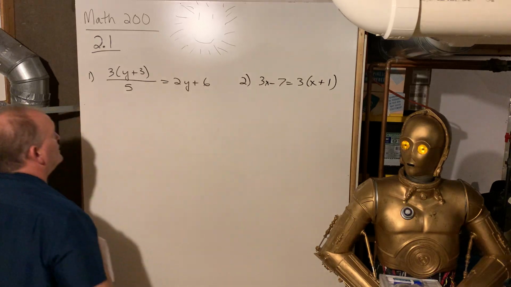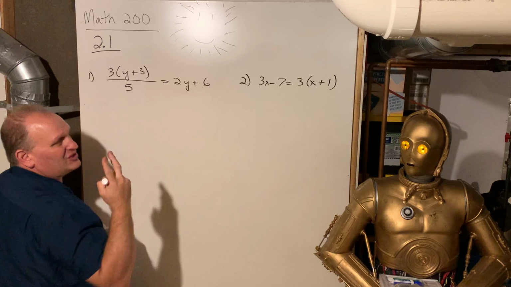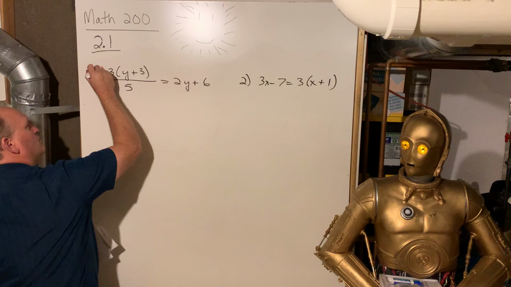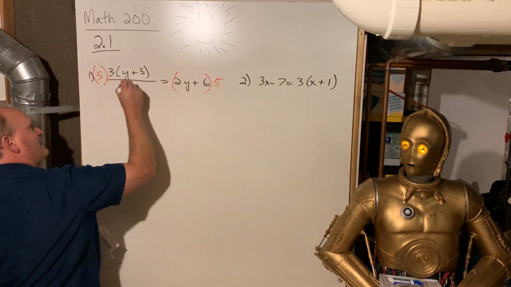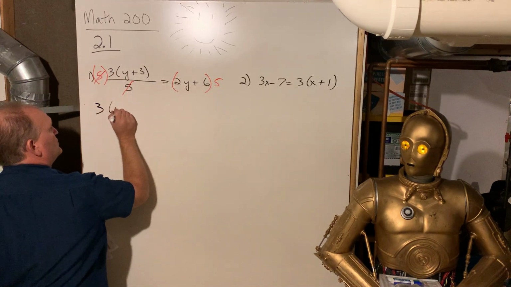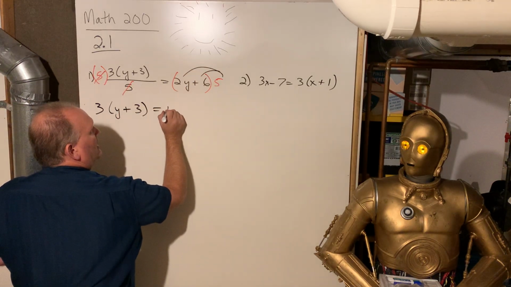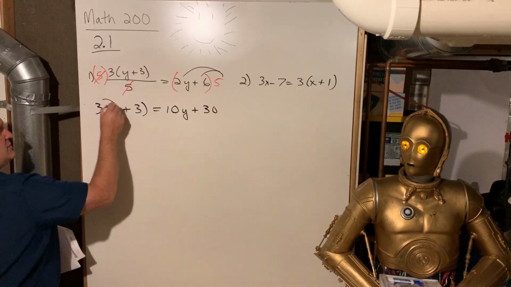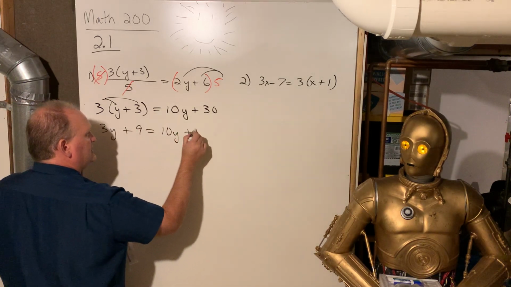Okay, so let's take a look. I got to divide by 5. So there's actually 2 ways to attack this problem. You could say, well, they're dividing by 5, so what I'm going to do is multiply both sides by 5. And then divide by 5, multiply by 5, those cancel each other out. And so we're left with 3 times y plus 3 equals, and we do the distributive property there, 10y plus 30. And now distributed here, 3y plus 9 equals 10y plus 30.